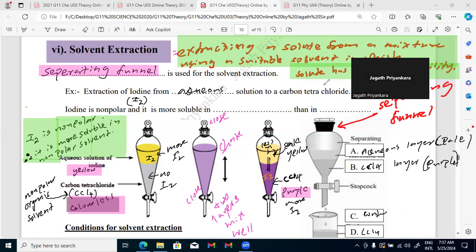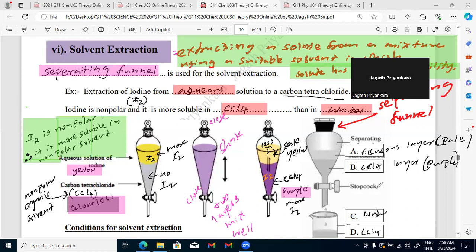Aqueous solution to carbon tetrachloride, CCl4. Iodine is non-polar and it is more soluble in what? CCl4 than in water. Iodine is non-polar, CCl4 also non-polar, and therefore non-polar mixes with non-polar. So finally, how to take pure iodine? Pure iodine can be obtained by evaporating CCl4.